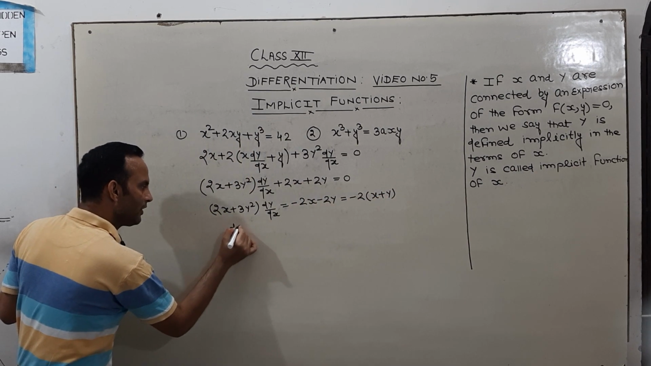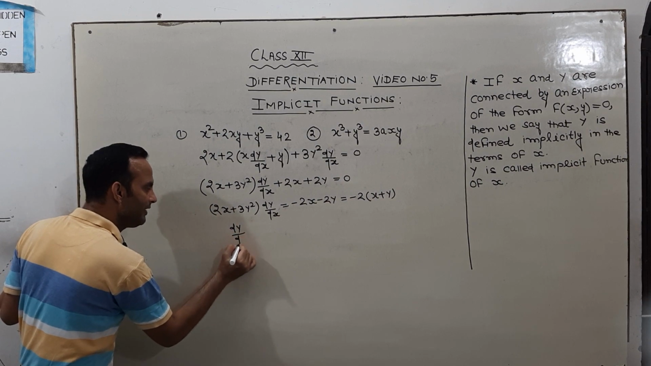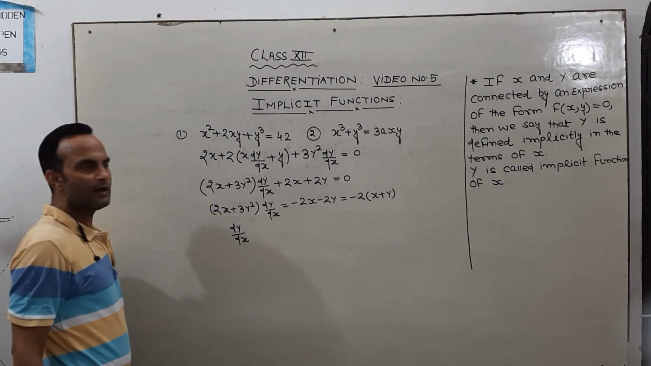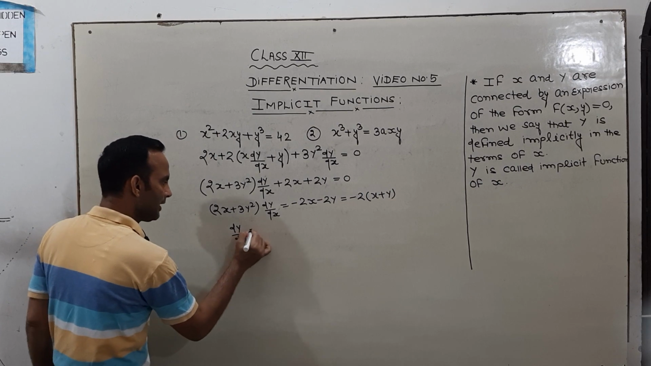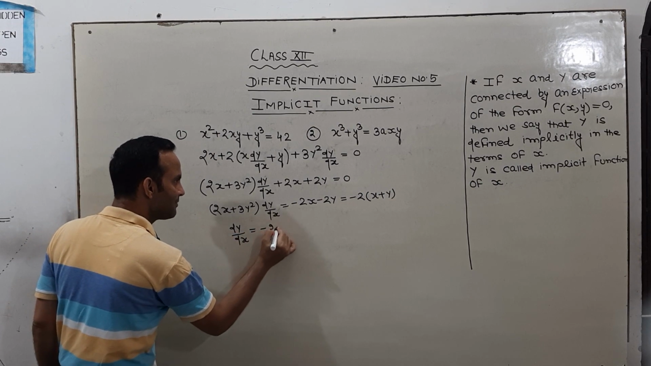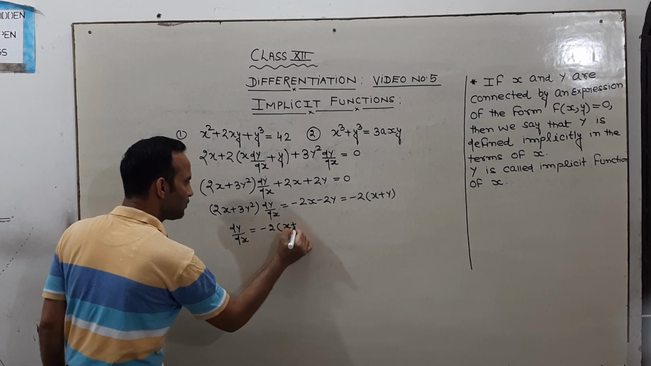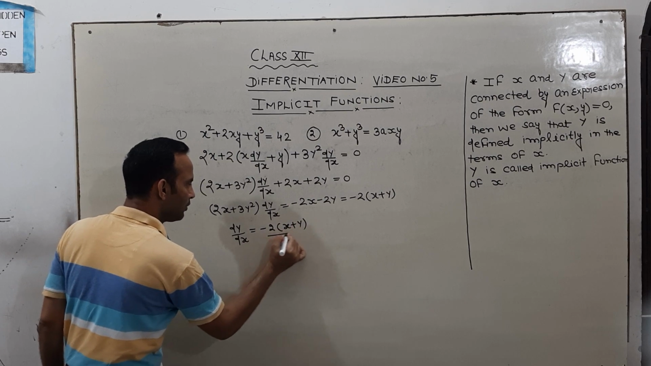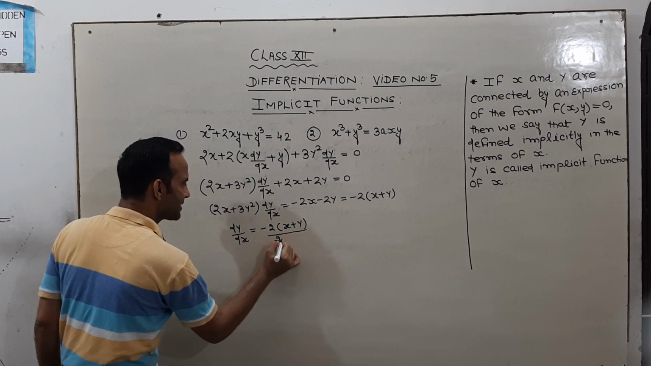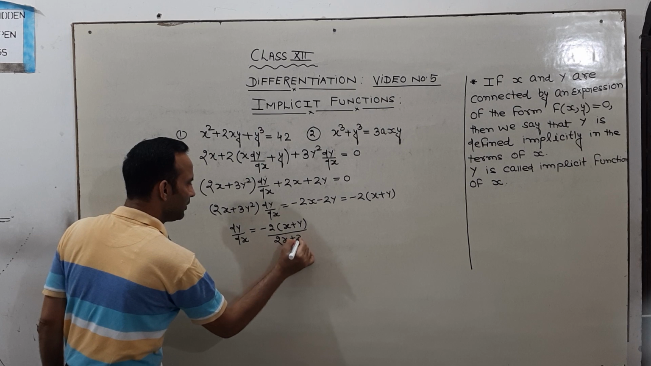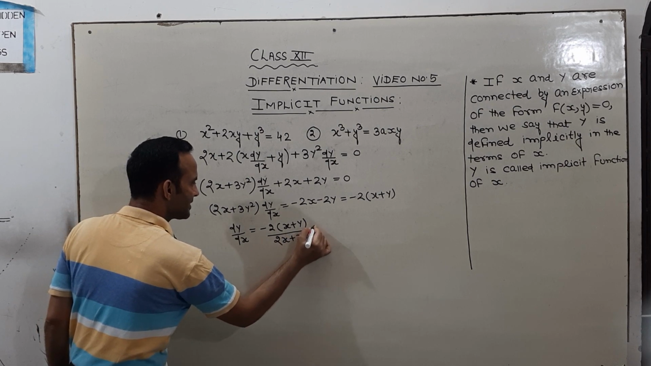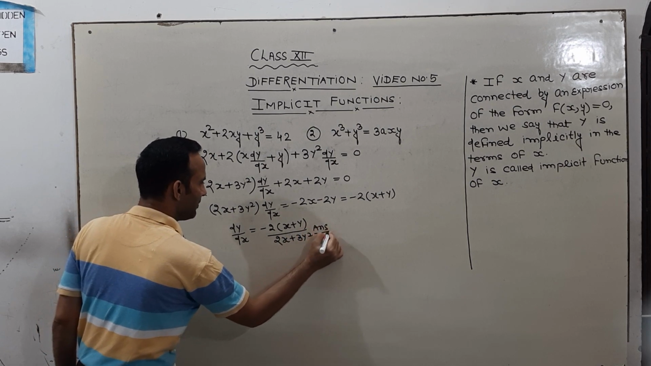Then what is the value of dy over dx? Because finally we have to find out the value of dy over dx. It is negative 2 times of x plus y upon 2x plus 3y square. This is the required answer of problem number first.